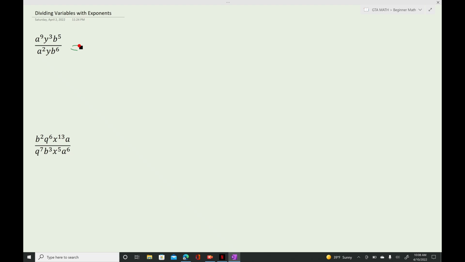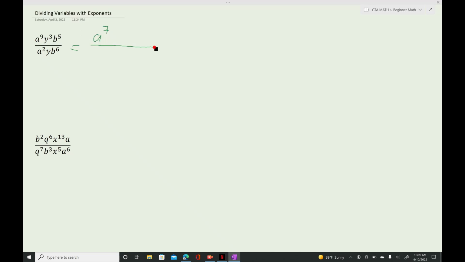So a to the ninth is bigger than a squared. A to the ninth minus a squared is going to leave us with a to the 7. And since the larger exponent is on the top, that's where we're going to leave it. And the remainder is going to be 7. Let's do the next one.